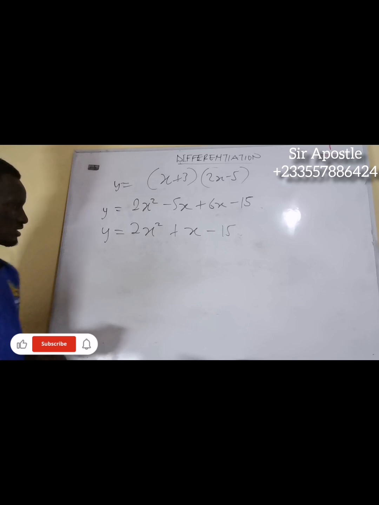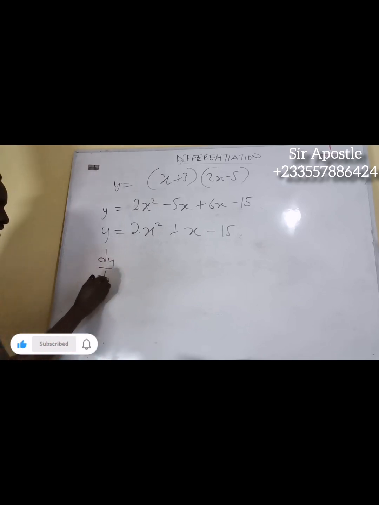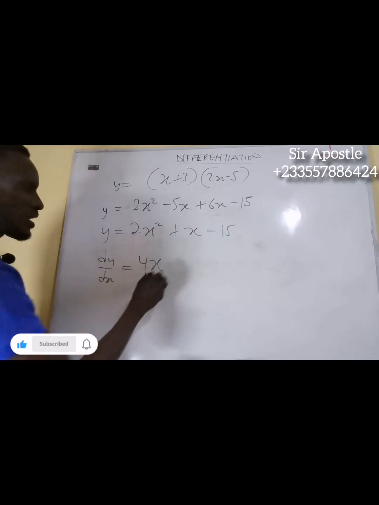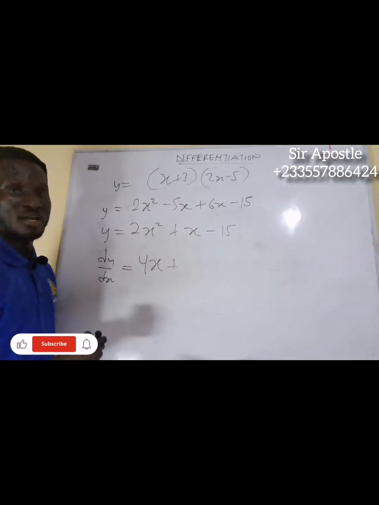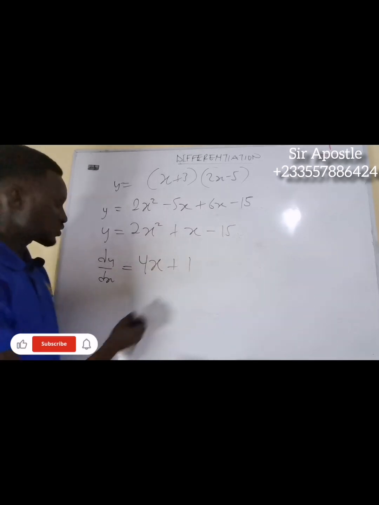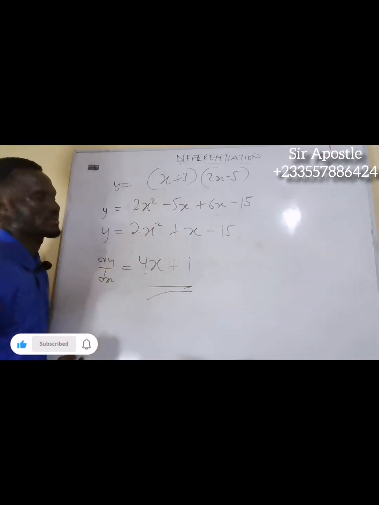Now we can differentiate. So, dy over dx will give us what? 2 times 2 is 4x. Reduce it by 1. If we differentiate the x, we're going to get what? 1. Now, differentiate the constant is 0, so this is the answer for this one.